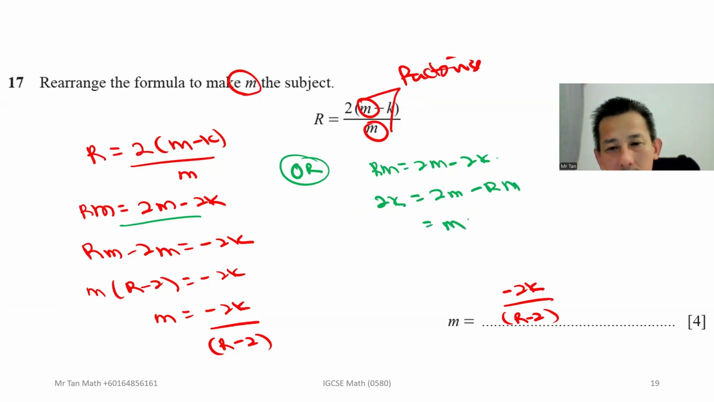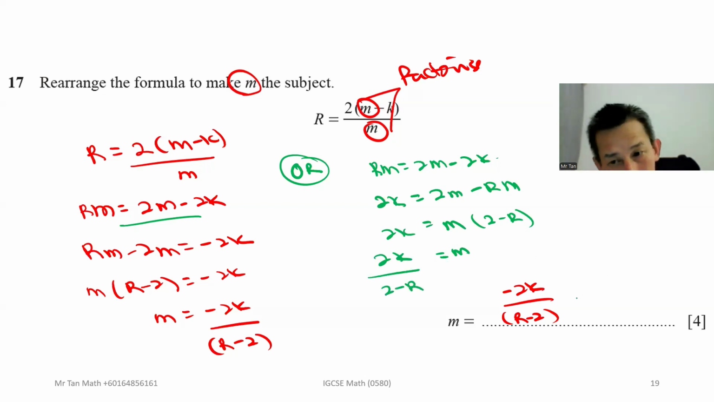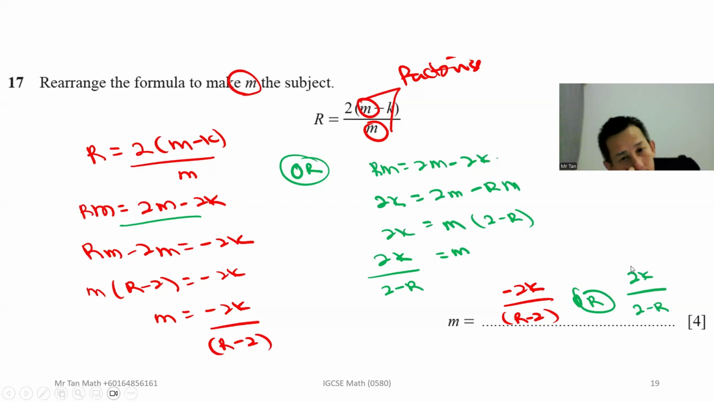So put m, 2 minus r, put the 2k. So m should equal to 2k over 2 minus r. Also can. Okay. Or 2k over 2 minus r. Both answers are correct.